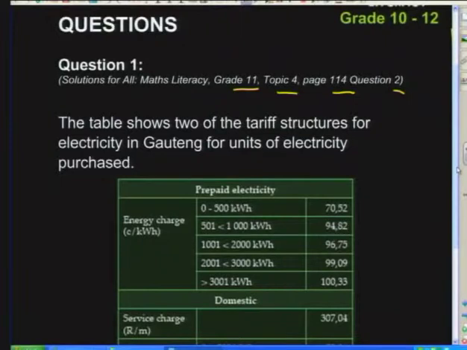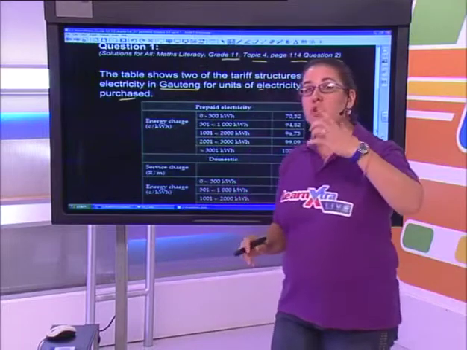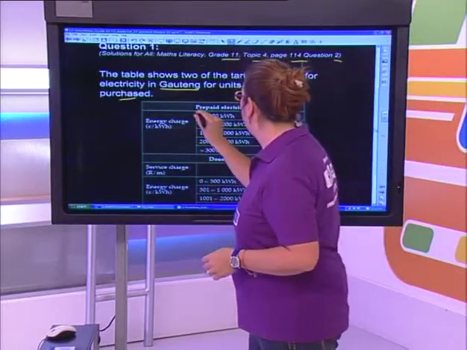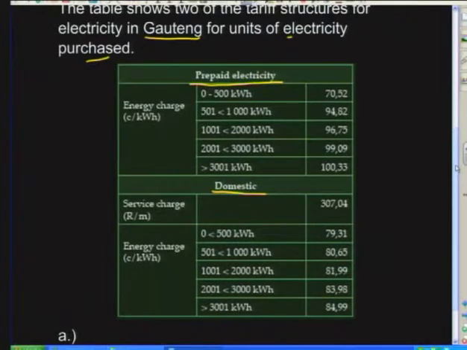Right, the table shows two of the tariff structures for electricity in Gauteng for units of electricity purchased. Our electricity is charged in kilowatt hours. We're looking at two options here: prepaid electricity and domestic, which means you have a contract for this electricity. The energy charge is in cents per kilowatt hour. If you are between 0 and 500 kilowatt hours, you're being charged 70.52.